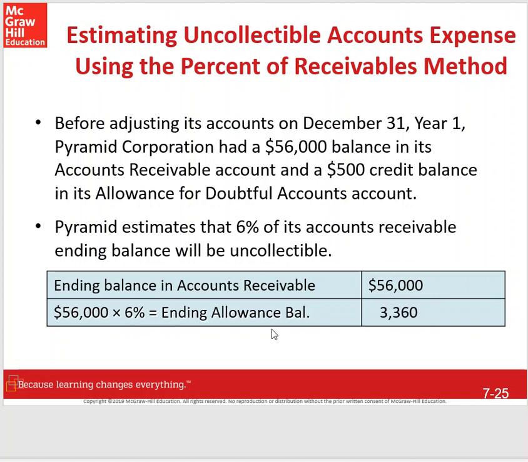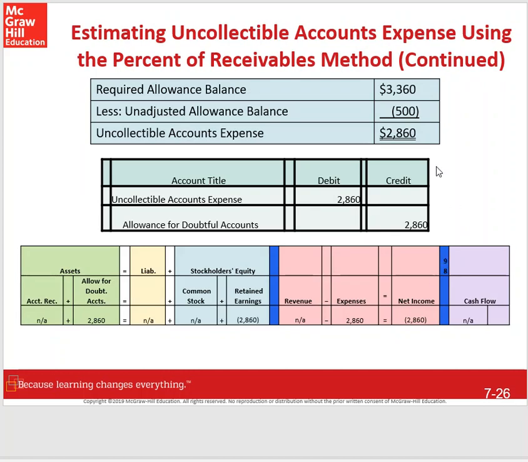But what I really want to emphasize here is that this is our desired ending allowance balance. So we need to force the balance in our allowance T account to be 3,360. That's not necessarily what we're going to expense. That's what the ending balance has to be in the allowance account. So that's what makes this method a little bit different.